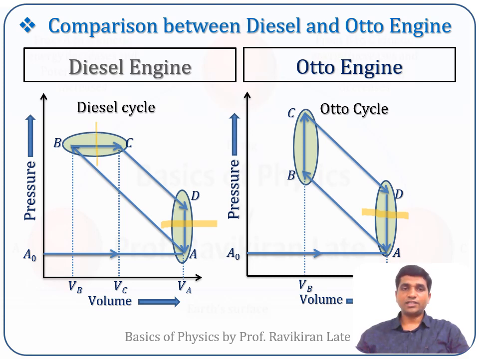Just in case of a diesel engine, the heat is utilized in an isobaric process. In case of an auto engine, it is an isochoric process. That is the difference between the diesel engine and auto engine.